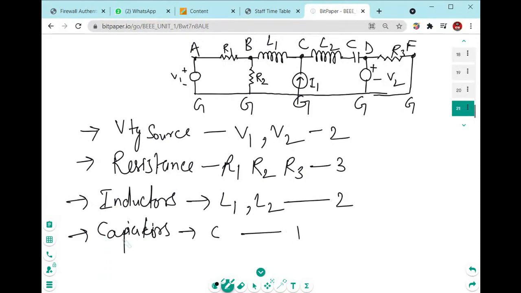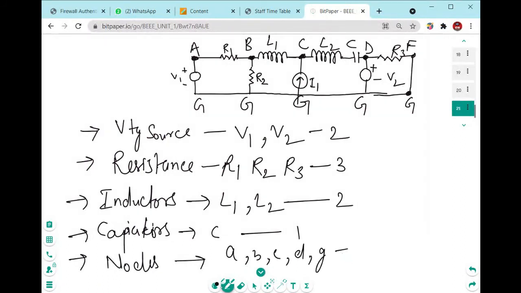Yes, you are right. Now you will tell me how many nodes there are. This is one node, A. Then B is also a node. C is also a node, D is also a node, and lastly G is also a node. So you will write A, B, C, D, G. One, two, three, four, five.